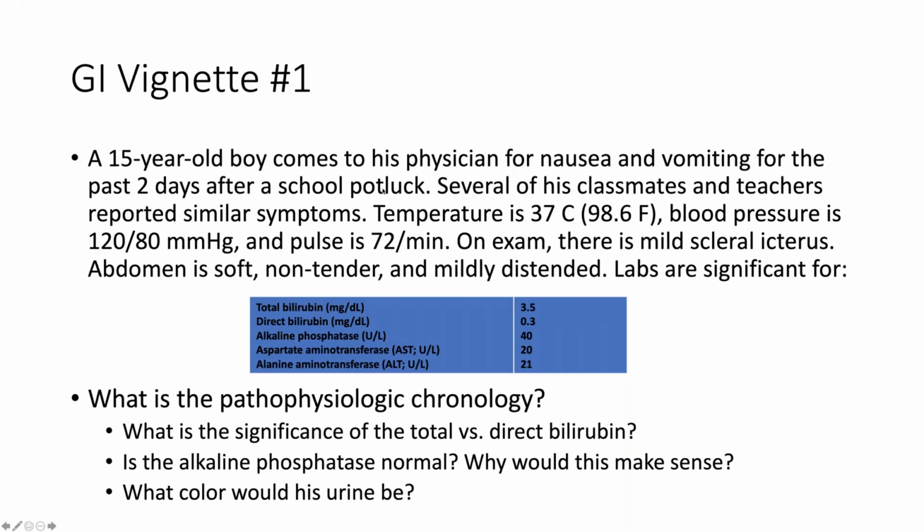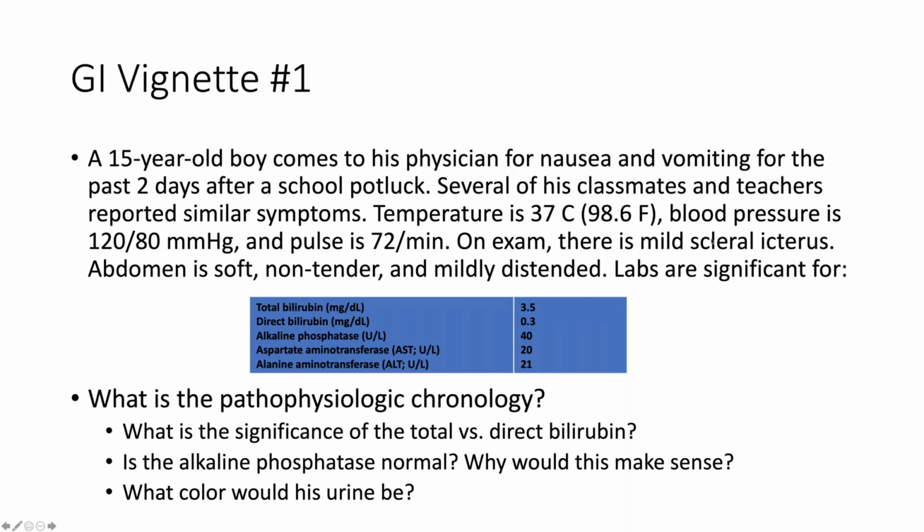We can assume that he probably got sick from the potluck, but that would be my guess. So pretty nonspecific. Probably several of his classmates and teachers reported similar symptoms, so definitely some sort of foodborne illness from the potluck. It's usually the potato salad, whatever has dairy. Temperature is normal, blood pressure is normal, and pulse is normal. In other words, he's had nausea and vomiting, but it's not so bad that his heart rate would be high first. So the real big one is that his heart rate is normal.